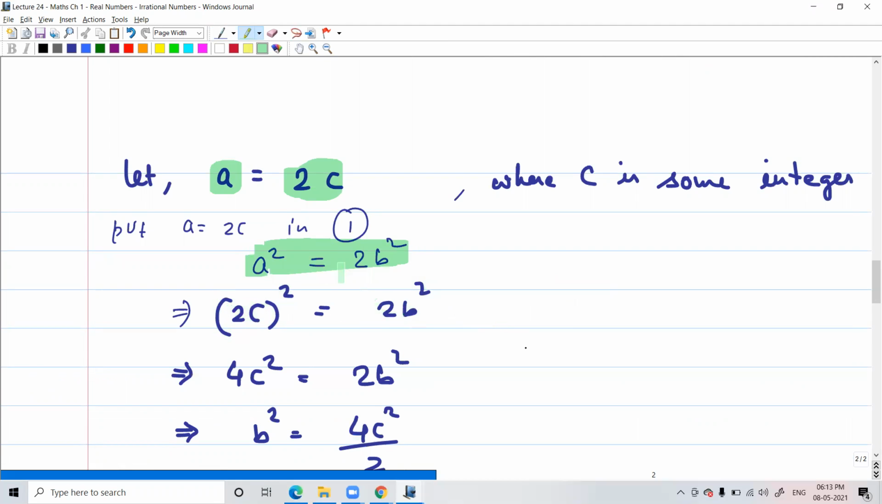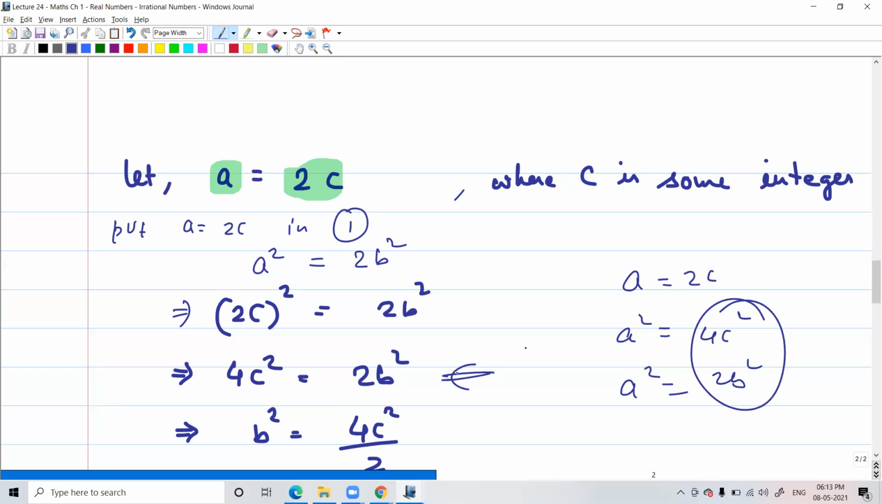Sir, instead of that, a square is equal to 2c square, you can put, sir. Then by substituting equation 1, 2b square is equal to 4c square will come, sir. Yes, that is also okay, you can do that. Both are the same only. See, a is equal to 2c, so we know that a square is equal to 4c square. And the first equation we had got is a square is equal to 2b square. So 4c square will be equal to 2b square. That is what we will get ultimately.